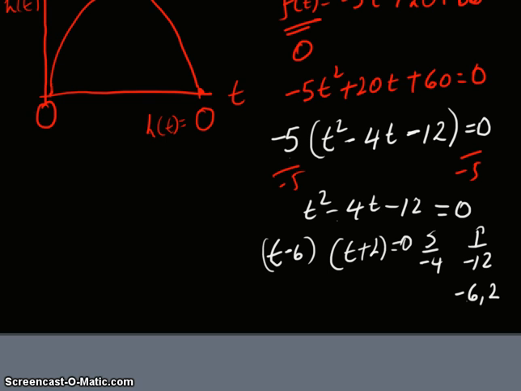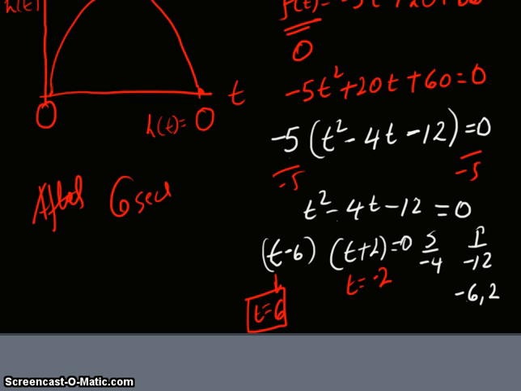And in this case, what makes this equation 0? Well, if I put t equals 6, that's the first one, and then t equals negative 2. As you can see, negative 2 is not going to be the answer in this case. If you ask me why, it's because there is no such thing as negative time when you throw or launch an object. So the time that it takes for the object to hit the ground would be 6 seconds. So the answer would be after 6 seconds. And this completes the problem.